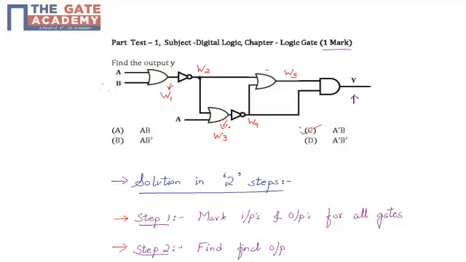So whenever such kind of questions are given to us, first of all we mark the inputs and outputs in the circuit using some symbols. Next, we find the final output by solving the relations one by one, and in our case we got the final output as option C.